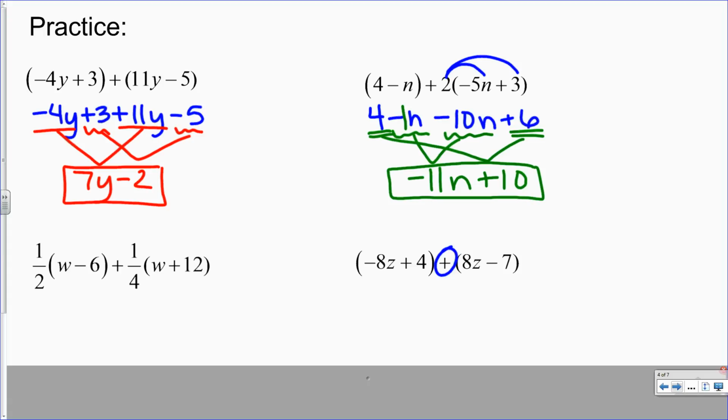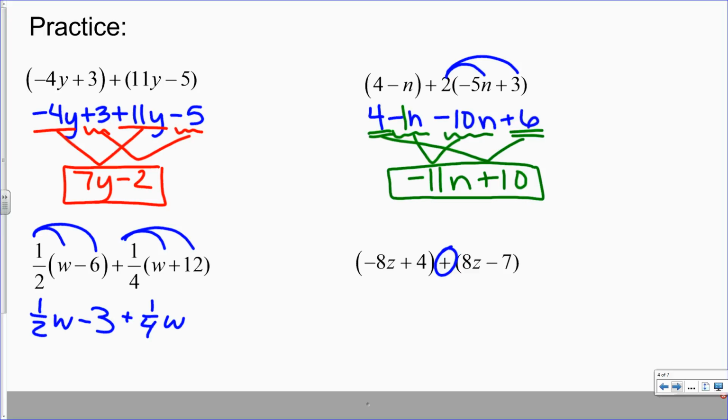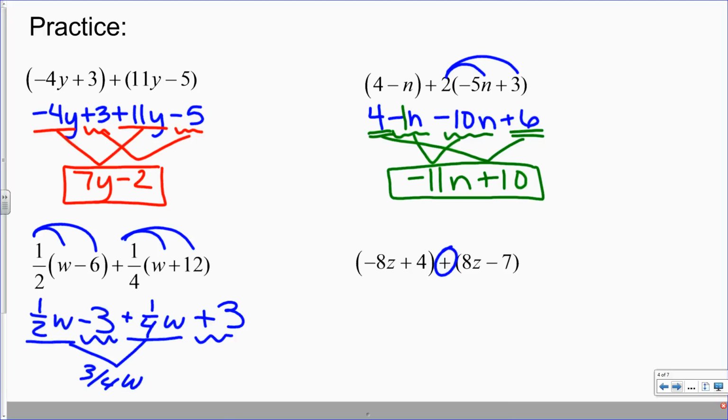Again, on the next one, I do have distribution. 1/2 times w is 1/2 w. 1/2 of a negative 6 is a negative 3. I'm going to go ahead and distribute here. 1/4 times w is 1/4 w. And 1/4 times 12, you could have used your calculator for that, or you could know that 12 divided by 4 is 3. So 1/4 of 12 is 3. So my like terms, I have 1/2 w plus 1/4 w. 1/2 plus 1/4 is 3/4. Keep my variable w. I have a negative 3 plus 3. Well, those add up to 0. So that term is gone, and your answer is 3/4 w.